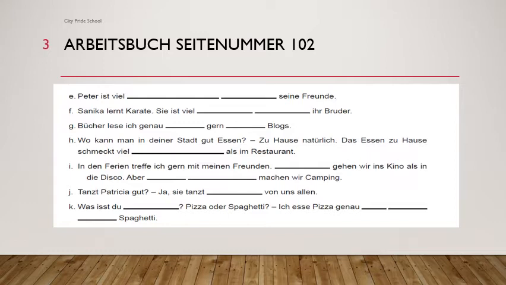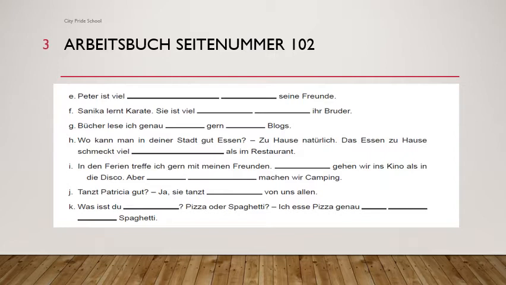Okay. H. Wo kann man in deiner Stadt gut essen? Where can one eat well? Zu Hause natürlich. Das Essen zu Hause schmeckt viel blank als im Restaurant. Once again, als is used. The food at home tastes much dash than in the restaurant.